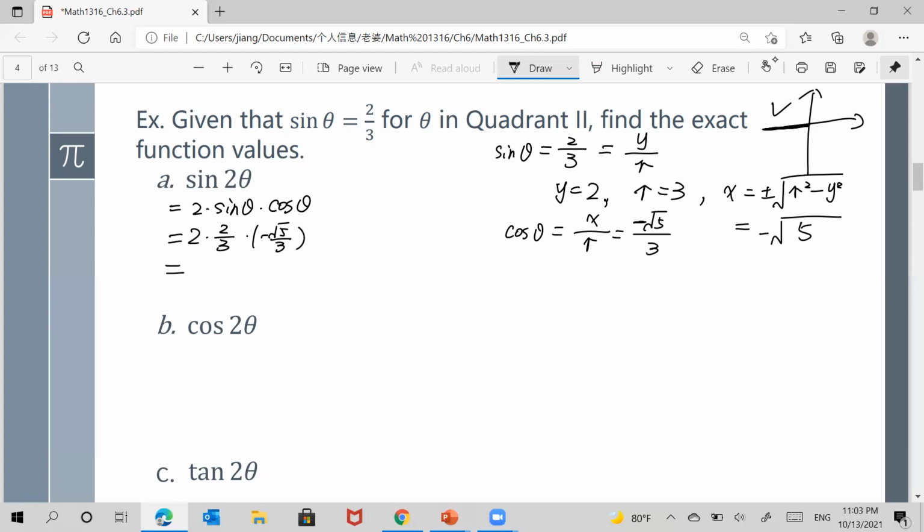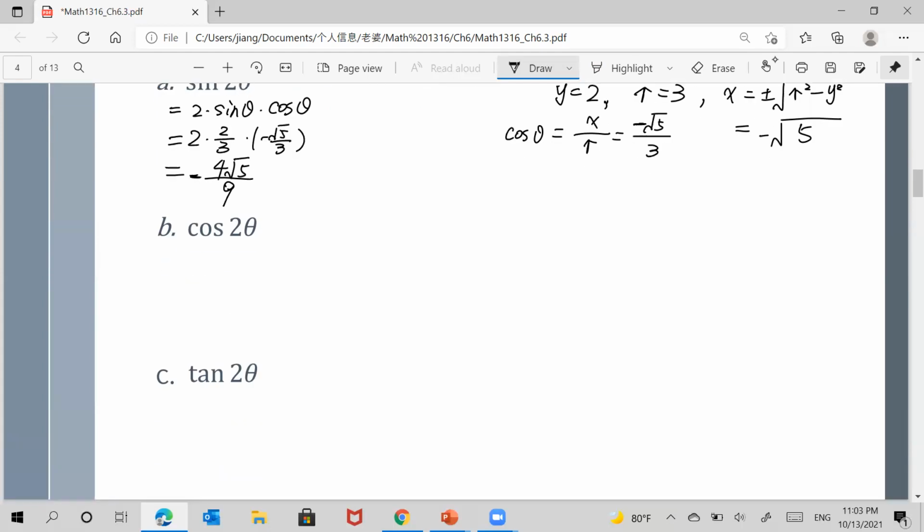Do the algebra. Let's see, what is that? Nothing can be cancelled. So 3 times 3 is 9, the bottom one is 9. 2 times 2 is 4, 4 times square root of 5. Remember, there is a negative sign here, so pull out the negative sign in the front. So let's move on to see the next example.